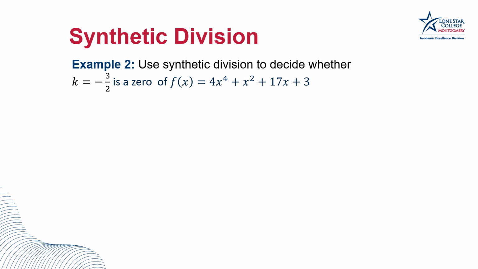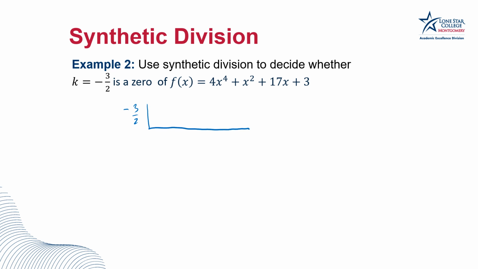Now this example asks us to use synthetic division to decide whether k equals negative 3/2 is a 0 of f of x equals 4x to the 4th plus x squared plus 17x plus 3. To determine if k is a 0 of a function, when we apply synthetic division, our remainder should be 0. That will confirm that the k value is a 0 of the function. So first off, we apply synthetic division. On our outside, we have the negative 3/2. That's what we're dividing by.